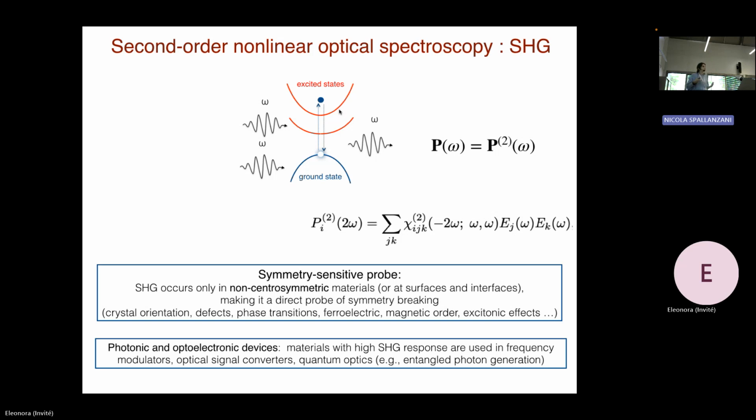Because it's one of the most important. I'm not saying that it's the most important, but it's certainly one of the most important. It's very often used because it's very sensitive to the symmetry of the system. So it is really used as a probe to detect crystal orientation, defects. Here I just listed some of the applications where this process can be interesting. And it is very often used in photonics, electronics devices and so on.